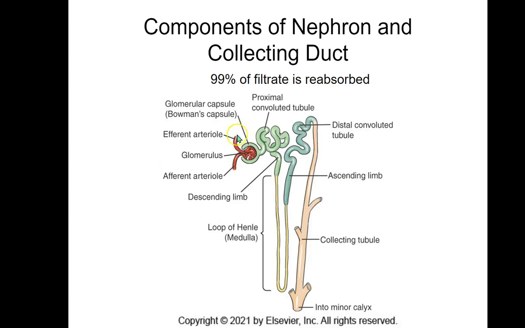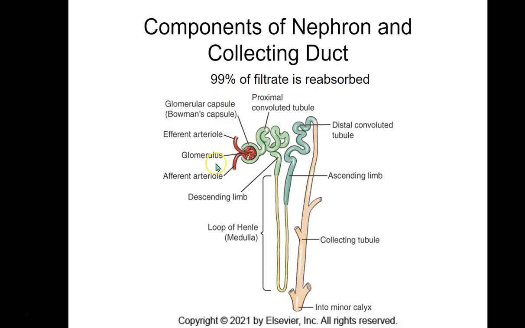Just know that the efferent arterioles take blood away. Each glomerulus, again, the tiny ball of capillaries, is surrounded by a glomerular capsule. So that's what you see in green here, and that is also called Bowman's capsule. That is the proximal portion of each nephron, which collects the filtrate or the waste. The glomerular filtrate travels from the glomerular capsule to a proximal convoluted tubule.